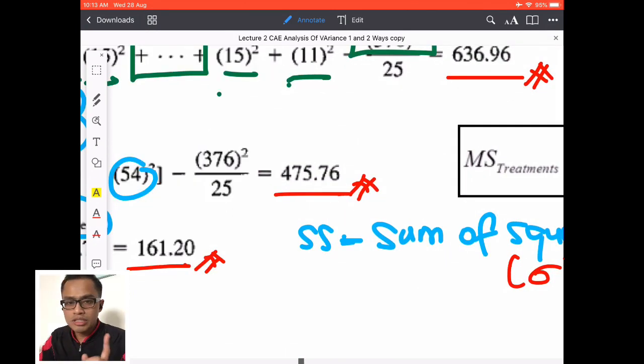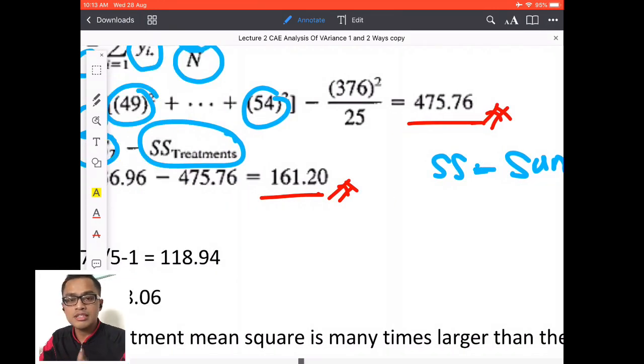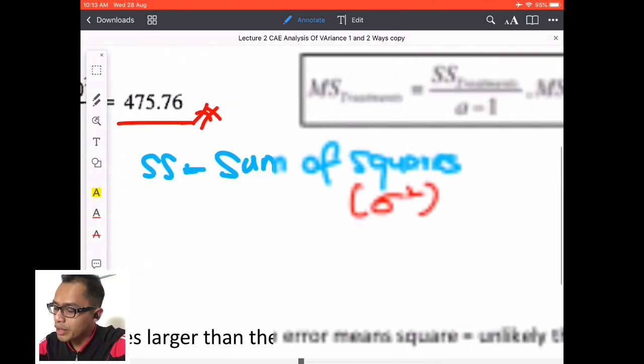636.96, 475.76, and the last one, the error, SS error, 161.2. All must be positive. If it's negative, recalculate. Scrunch your paper and then redo the calculation. Okay? So that is the sum of square.